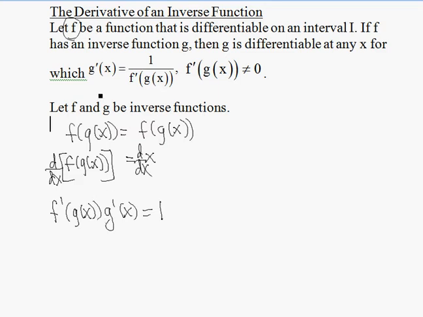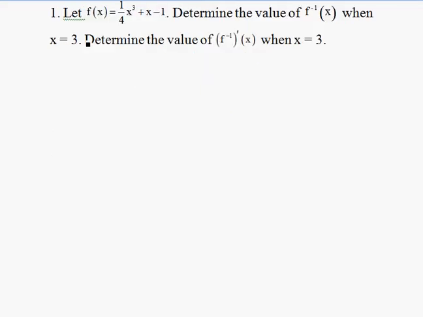So if I solve for the derivative of the inverse, this piece gets thrown over there, so I get g prime of x is equal to 1 over f prime of g of x, where f and g are inverses of each other. So the derivative at some value x of the inverse is equal to 1 over the derivative of the function at the inverse function value. So let's look at a couple examples.